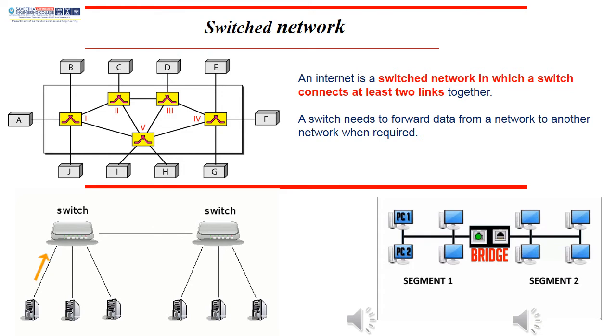In between switches, to connect two different switches, there is a component used called a bridge. For that bridge component, twisted pair cable wires or coaxial cable wires will be used to connect two different segments.